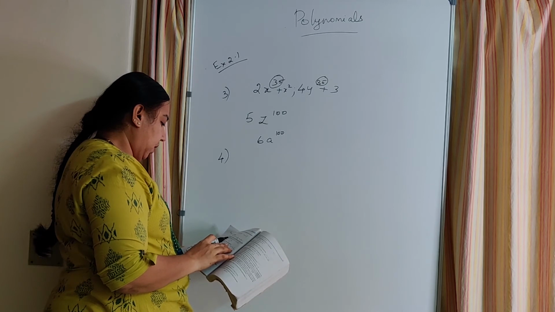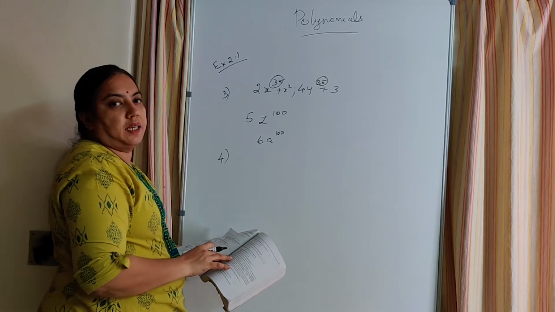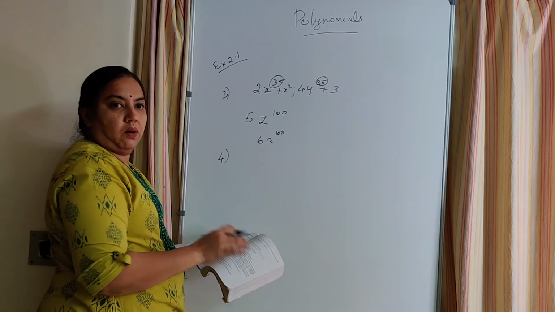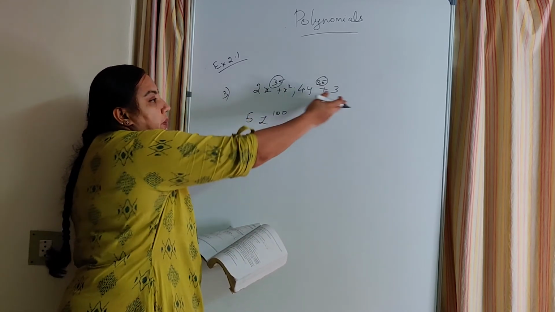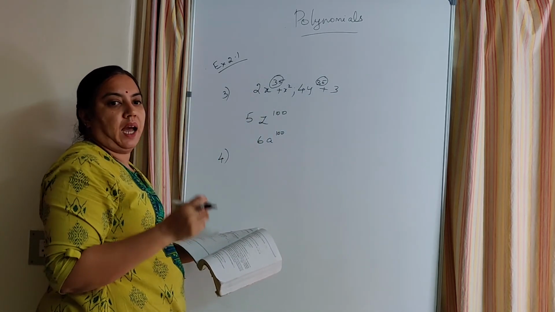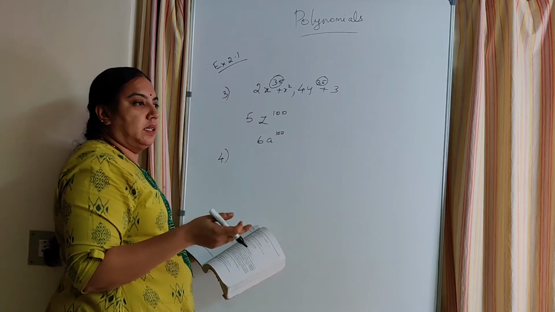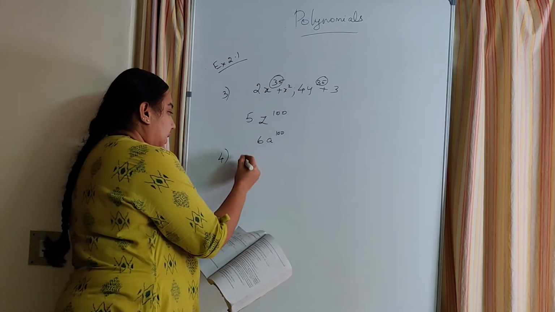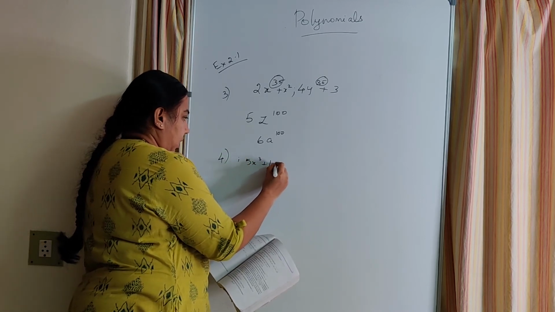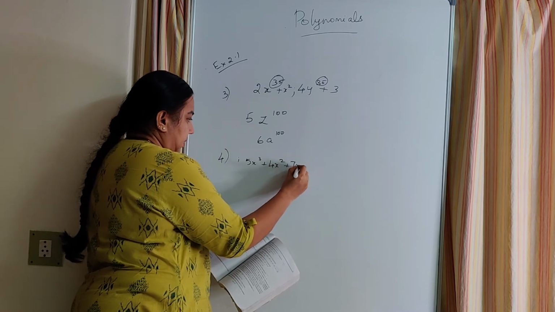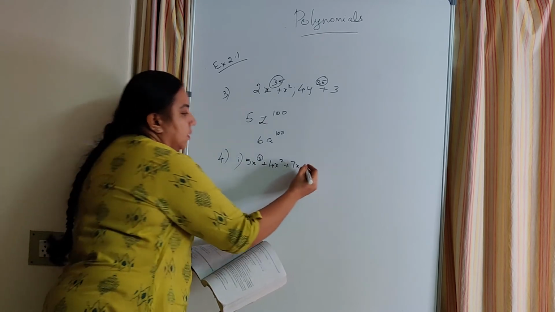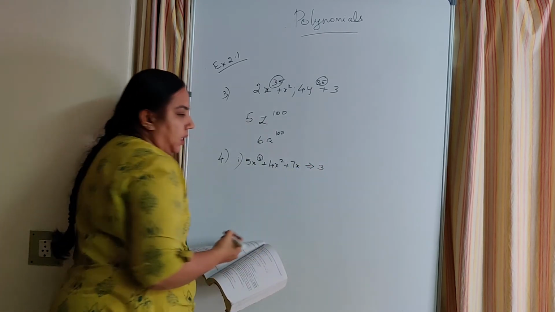Write the degree of each of the following polynomials. Again, the degree of a polynomial is the highest power in the whole polynomial. It might be in the first term, the last term, or the middle term, but you should find out which has the highest power. That is called the degree of the polynomial. Here the first sum, 5x power 3 plus 4x square plus 7x. Which is the highest power? Here this 3 is the highest power, so the degree of this polynomial is 3.